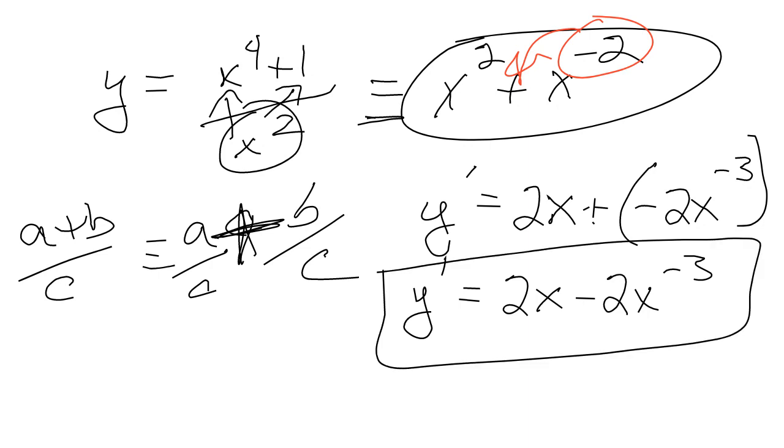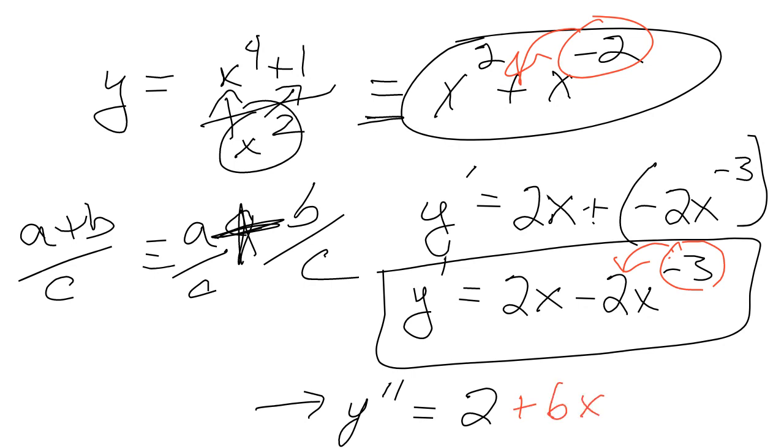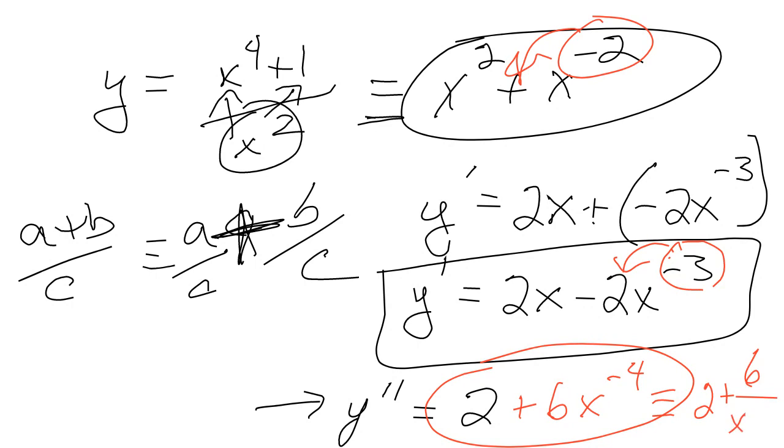Can I take the derivative of that with respect to x? What's y double prime equal? What's the derivative of 2x? 2. And then the derivative of the second part. So I'm going to switch colors again, take that minus 3, drop it down in front, attach by multiplication. Minus 2 times minus 3 is plus 6, x to the minus 4th. Right? Well, what's that equivalent to if I rewrite this? It's 2 plus 6 over x to the 4th.